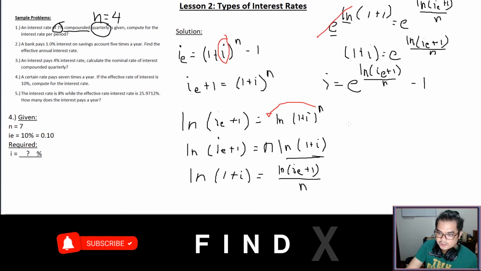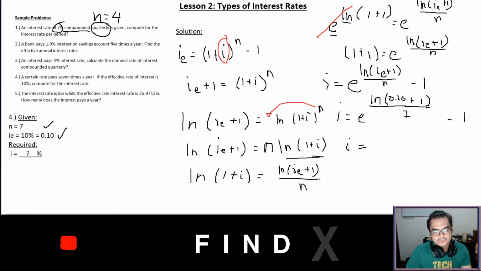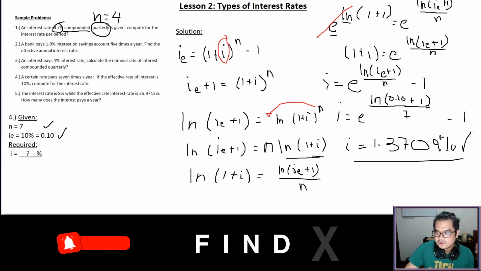Okay, so now plugging in the values, you'll have e raised to ln times (ie + 1). So ie now is 10% or 0.10, plus 1, all over n, which is 7, and then minus 1. And don't forget to multiply the answer by 100, and then you will have 1.3709, so this is 1.3709%, and that will be your answer.